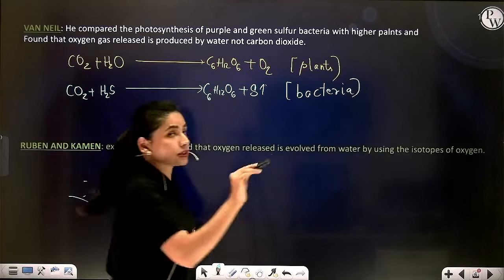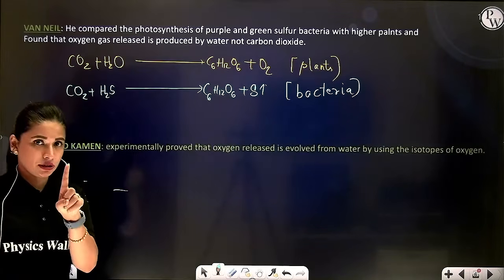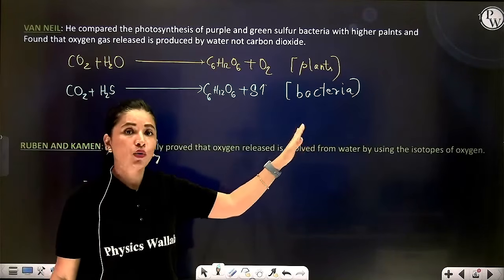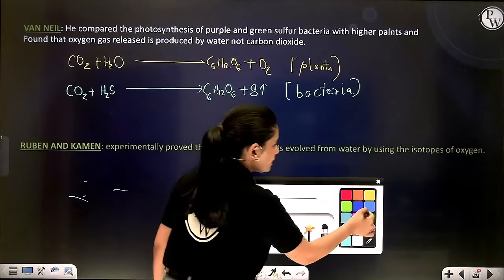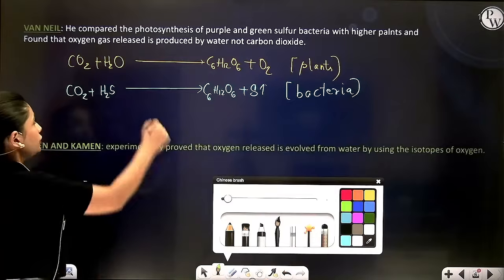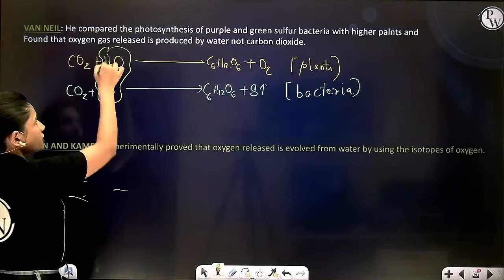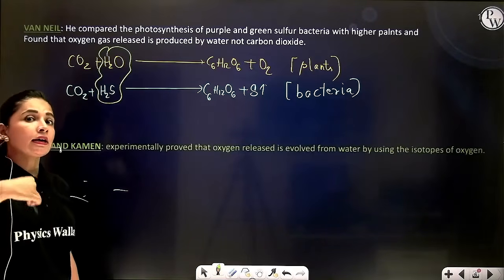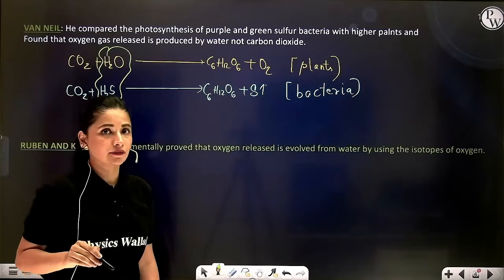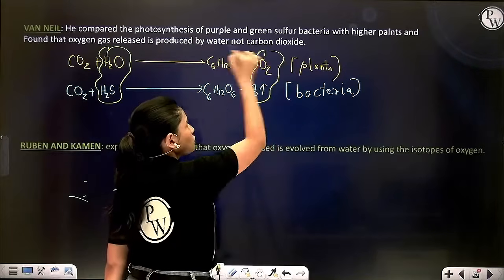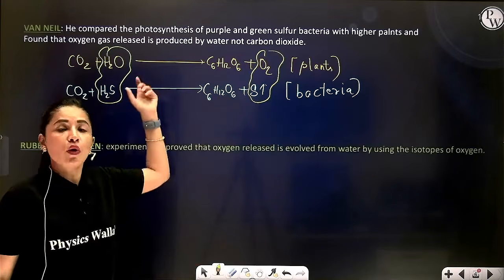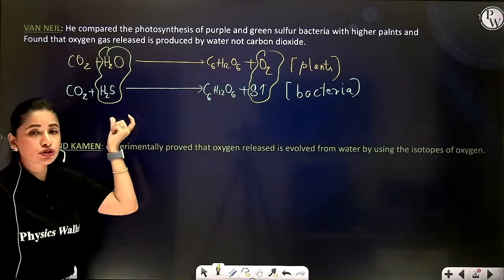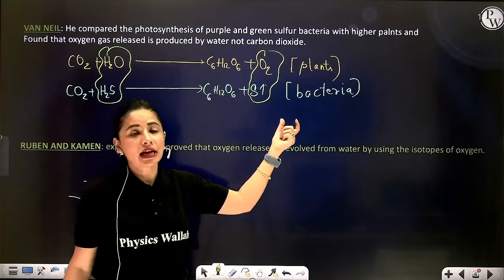Now what do you observe? You observe only one change. You observe only one difference between the photosynthesis of plants and bacteria. What is that? It is the nature of the reducing agent. The nature of the reducing agent is different in both types of organism, and as the nature of the reducing agent is different, the gas released is also different. When water is the reducing agent, oxygen is coming out as a byproduct. When hydrogen sulfide is the reducing agent, then sulfur is coming out as a byproduct.